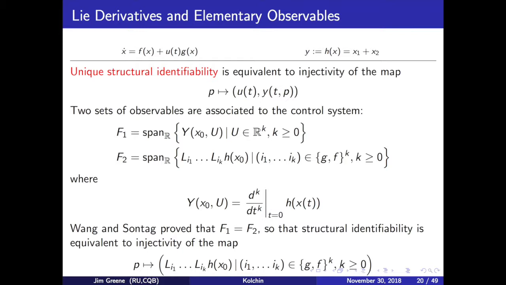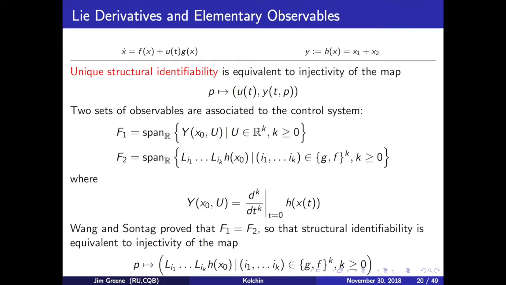Essentially, we want to know, is this map injective, the map that sends parameters to the output? Is this identifiable? Is there only one? Is this one-to-one? Again, there are two standard sets of observables. We have these, which are essentially the measurements of the output function and all its derivatives at time t equals 0. This is the natural set of observables.